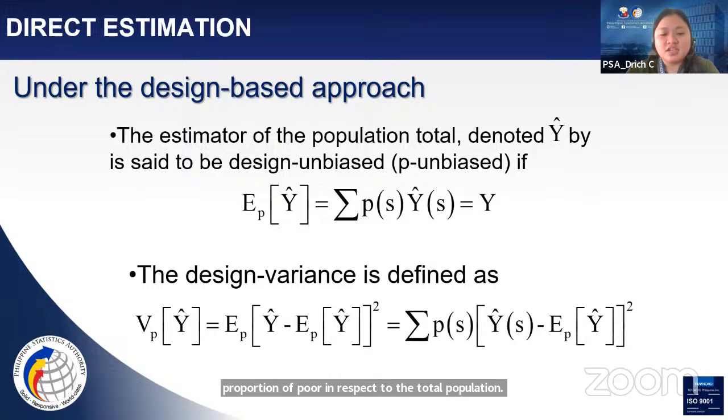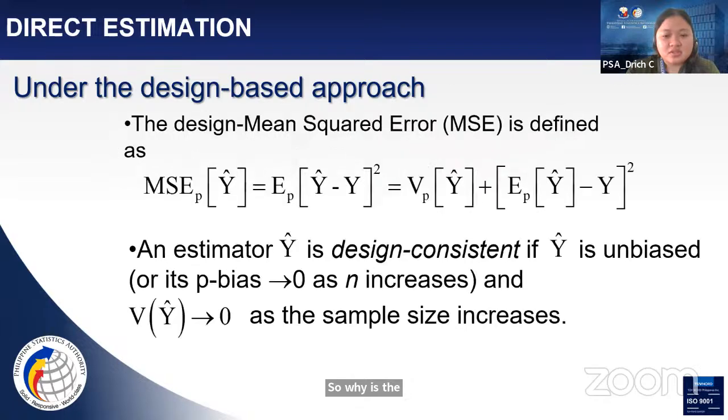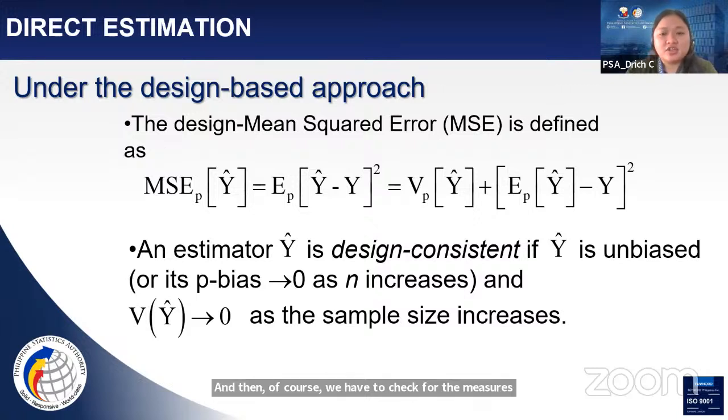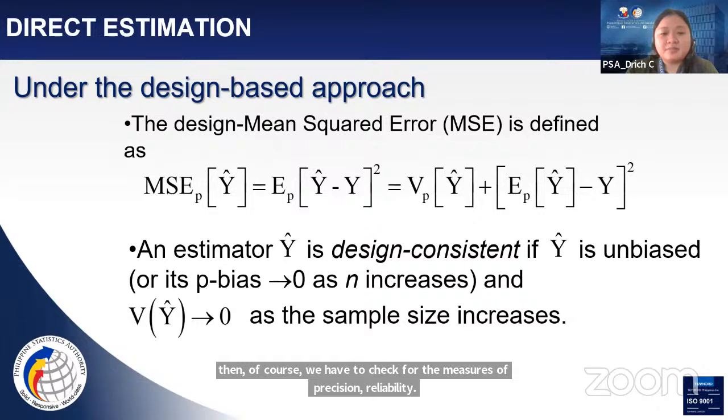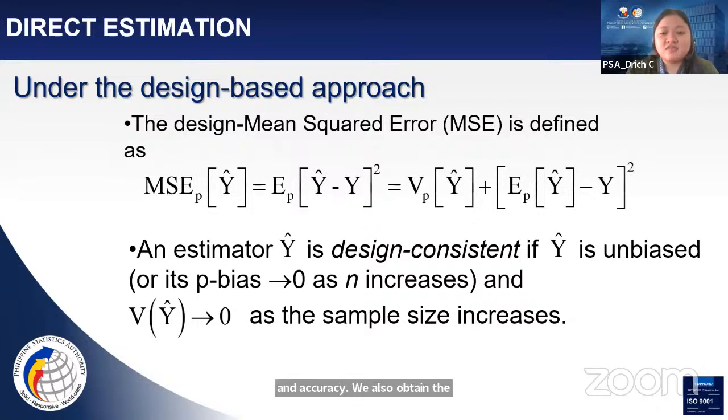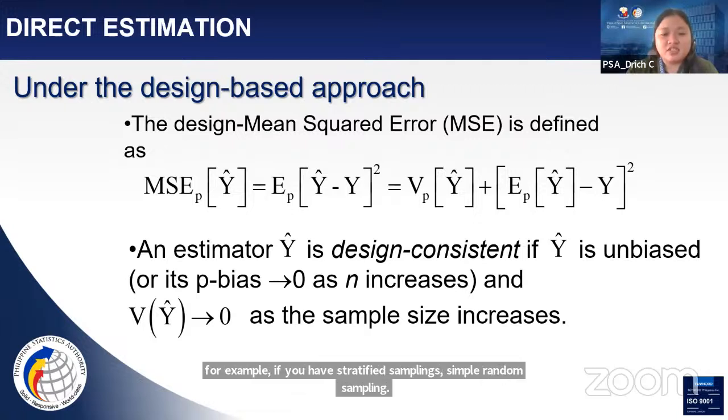This is the design variance based on the survey design of the data source for estimating the proportion of poor. And then, of course, we have to check for the measures of precision, reliability, and accuracy. We also obtain the design-based mean square error, which varies depending on the survey design. So, for example, if you have stratified sampling, simple random sampling, or whatever the survey design is.